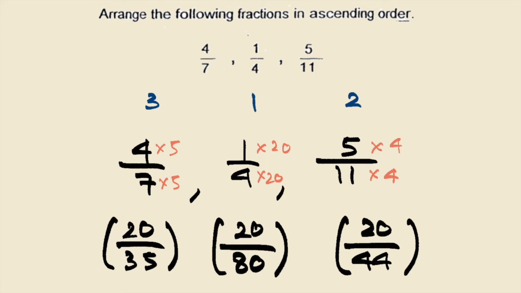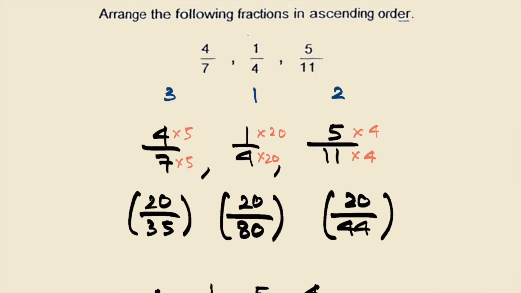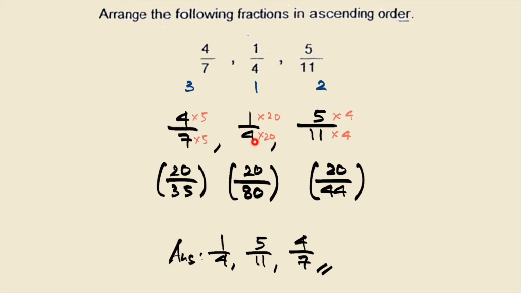Okay, ascending order. We'll start off with the smallest fraction. The smallest fraction, again, is the one with the largest denominator. So rank 1, rank 2, and rank 3. Make sure that in your final answer, you copy the original fractions.